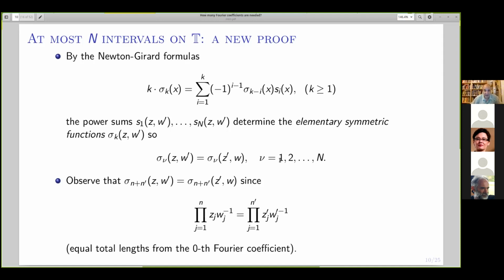So what we have here is the following situation. We have the elementary symmetric functions up to capital N being the same, and also a little farther away, these elementary symmetric functions are the same. And we want to fill what's in between. So we have the numbers up to N. Here's N plus N prime. We would like to fill the gap in here.